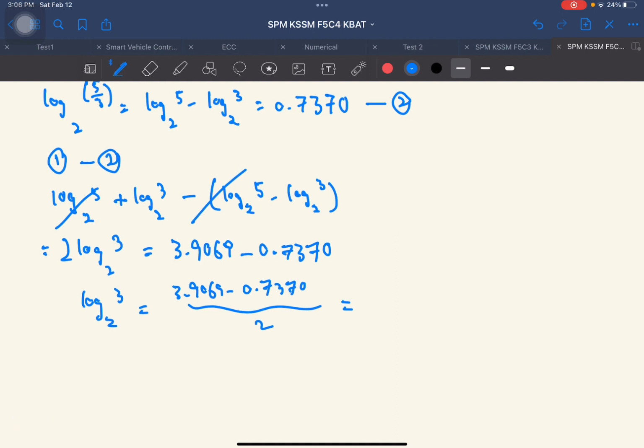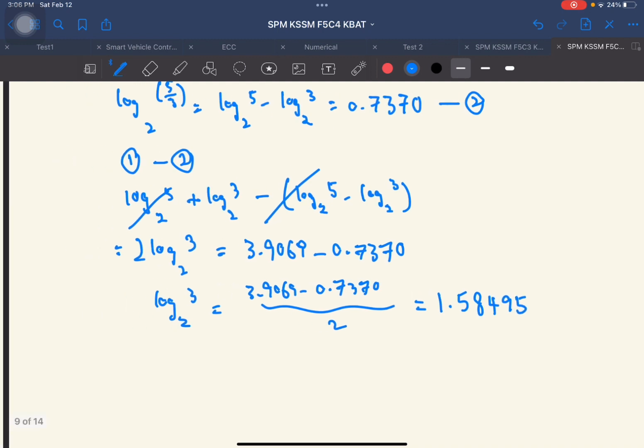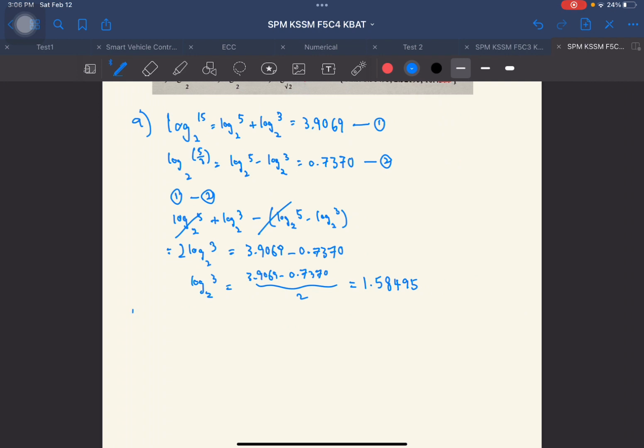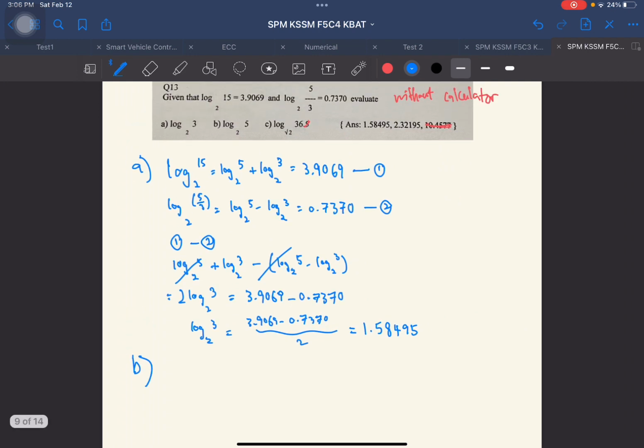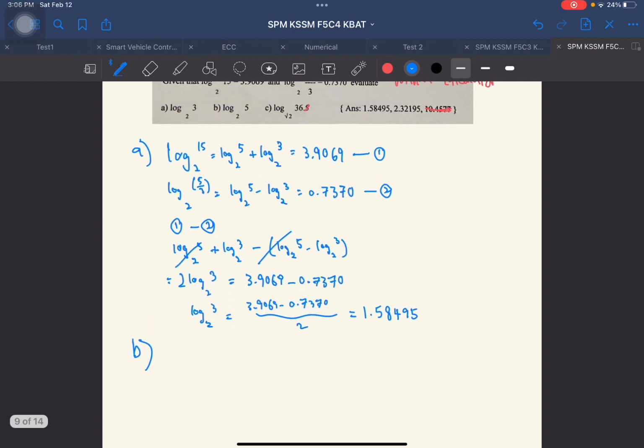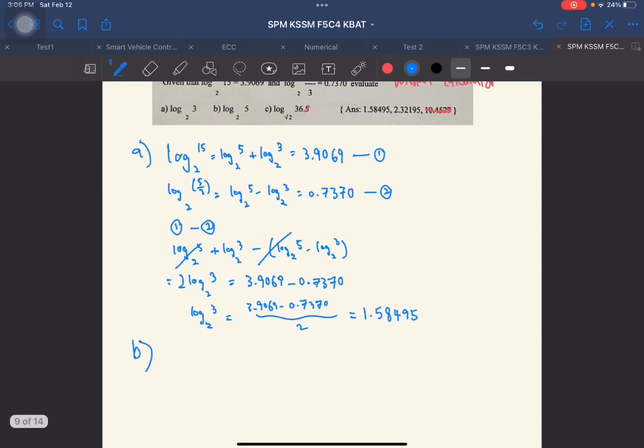Let me do some calculations, okay? Alright, 1.58495. Okay, so let's go to B. We are asked to get log 5 base 2. So if you see the first and second equation, how are you gonna eliminate log 3 base 2? You can eliminate it by plus it, right? Since it's 1 plus 1 minus, if you plus it, plus minus becomes 0.